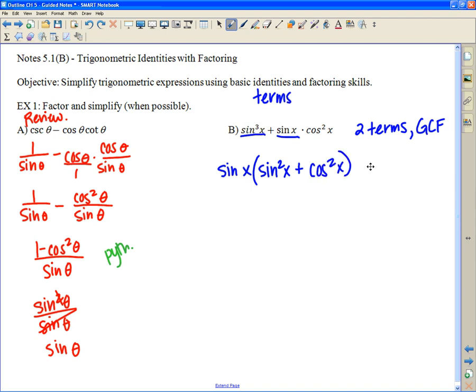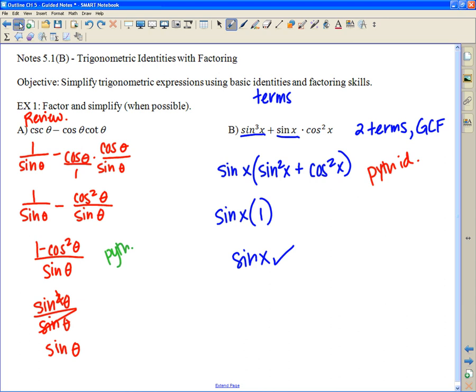Hopefully you're looking at this and you're seeing the squared things and you're thinking Pythagorean identity. Sine of x times 1 is sine of x. So that's your first lesson in how factoring can really help you.